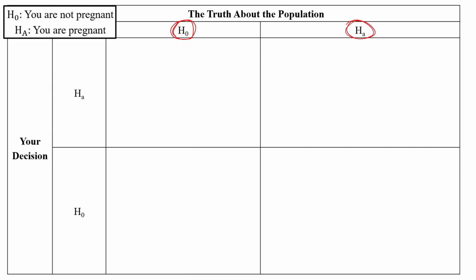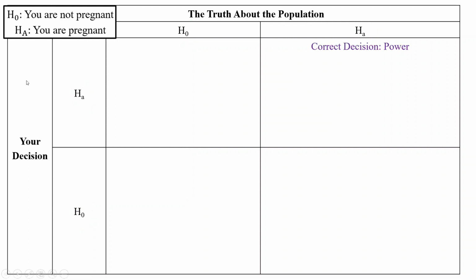The truth is either the null or alternative. Okay, so let's pretend either the null is true or the alternative is true. And you decide either to reject the null in favor of the alternative, or you decide to fail to reject the null, which means that you stick with the null hypothesis. Okay, so our 4 situations.